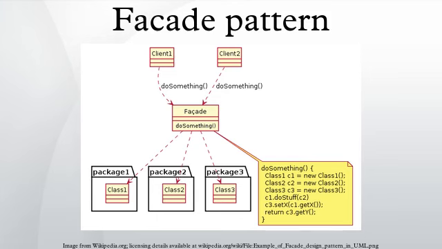The facade pattern is a software design pattern commonly used with object-oriented programming. The name is by analogy to an architectural facade. A facade is an object that provides a simplified interface to a larger body of code, such as a class library.